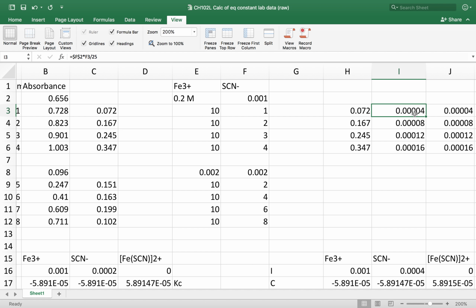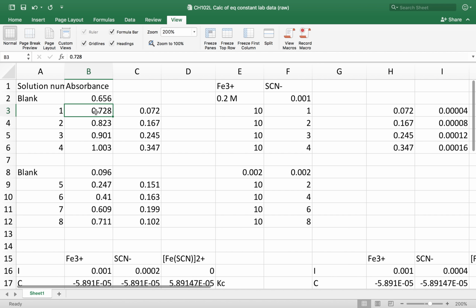So the 0.00004 that I get, if you'll notice when I click on it, you can see what it does. If you go up here to the formula bar, it takes the value in this F2, which is the initial concentration of SCN, multiplies it by the initial volume, which was 1 milliliter, and divides it by the new volume, which was 25 milliliters. So when you hit enter, this is the concentration of the iron thiocyanate complex ion.